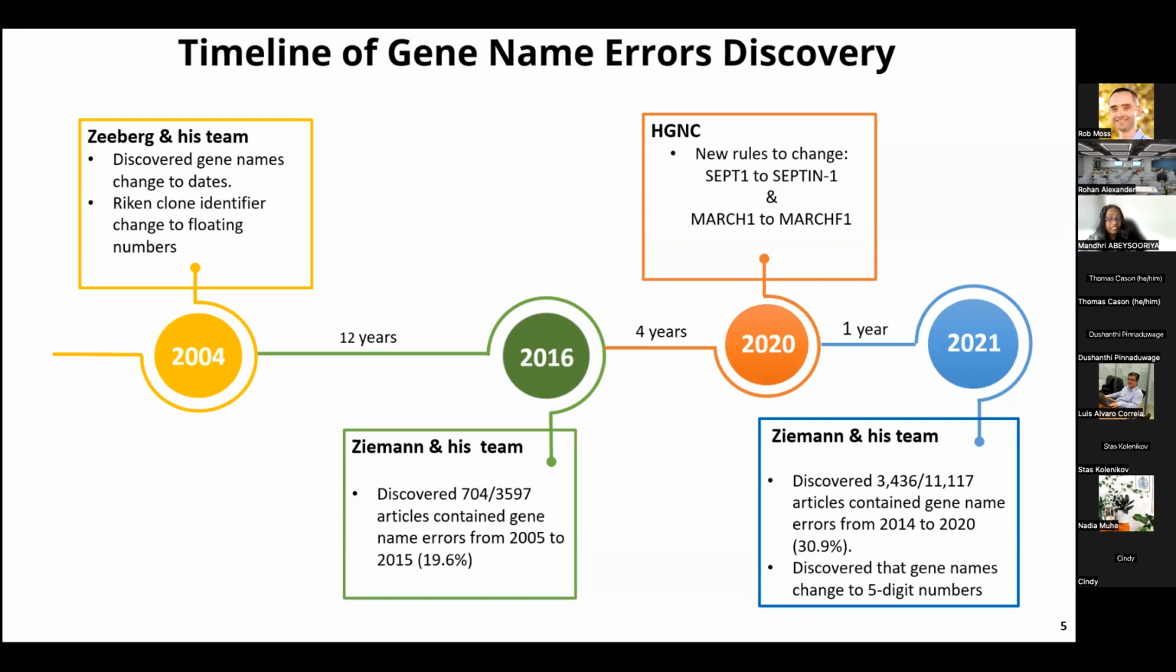Recently, Ziemann and his team did an even more extensive search where they discovered something new, and that was 5-digit number conversion. Moreover, they also discovered 30.9% gene name errors from 11,117 articles, which had been published from 2014 to 2020. The gene name errors discovered in 2021 are based on the research I conducted for my master's thesis, which was supervised by Mark Ziemann. So this presentation is based on the method and results of my master's thesis.